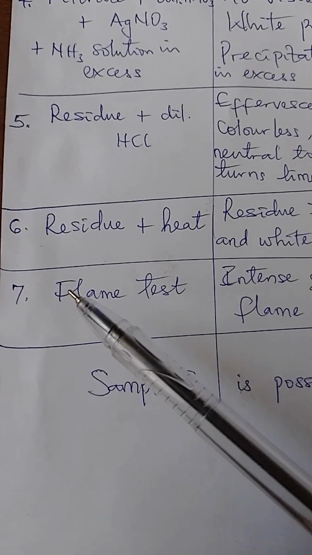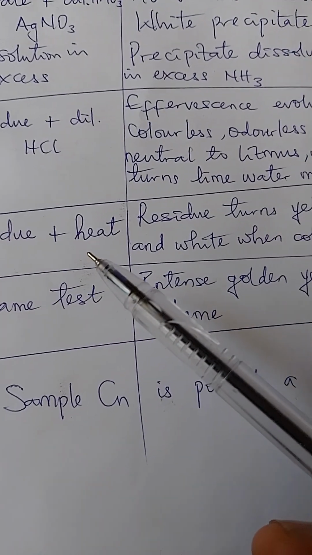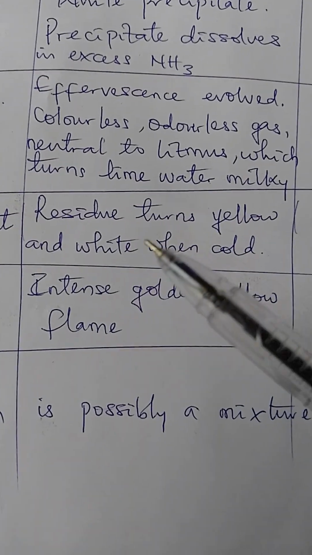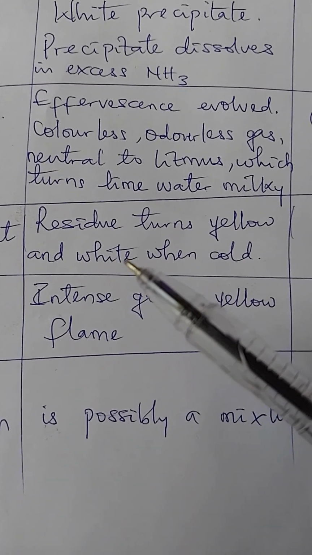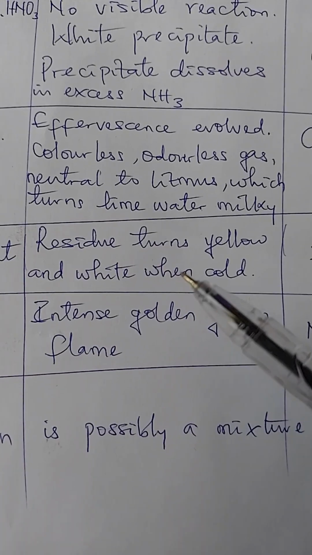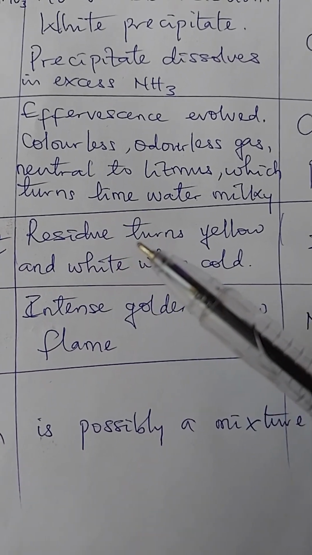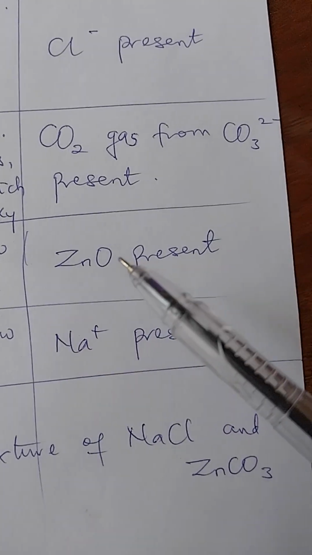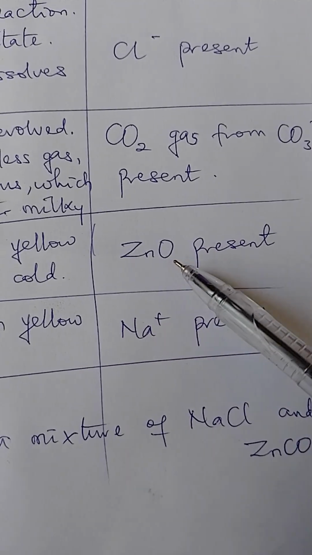So the next one, you could be asked to get residue and heat, which I did to observe residue turns yellow, and when it was slightly cold, the yellow color turns white. So I wrote residue turns yellow and white when cold, and that confirms the presence of zinc oxide. Should you be asked to test for zinc oxide?